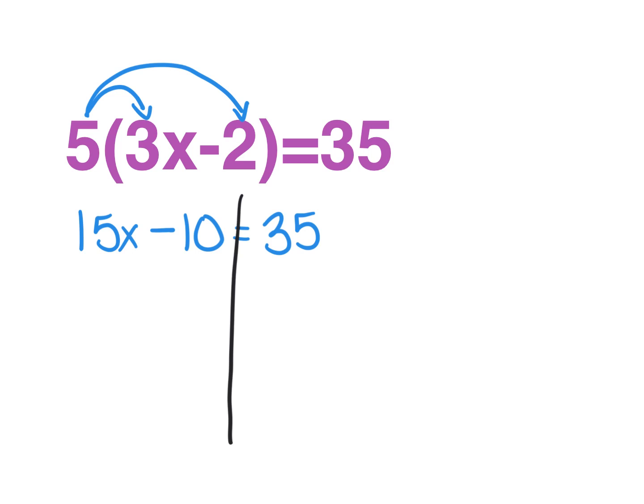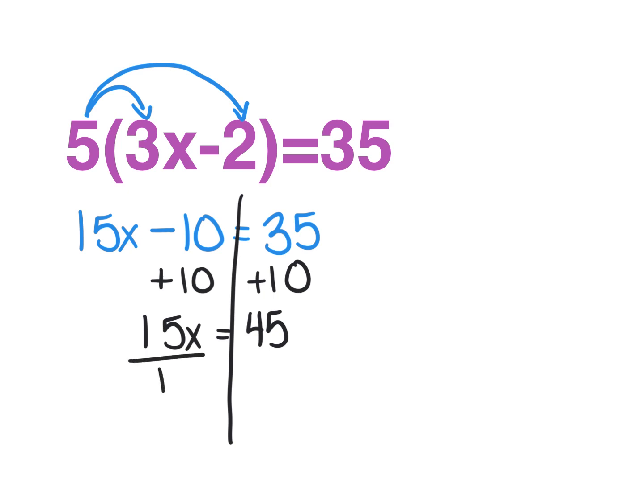How do we get rid of a minus 10? Adding 10. Yep, we're going to add 10 to both sides here. And that's going to give us 15x equals 45. My variable is not isolated yet. It's not by itself. So how do I get rid of the 15 that's with it? Calvin? Divide by 15. Excellent. Divide both sides by 15. And I get x equals 3.